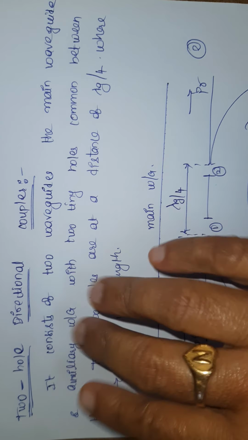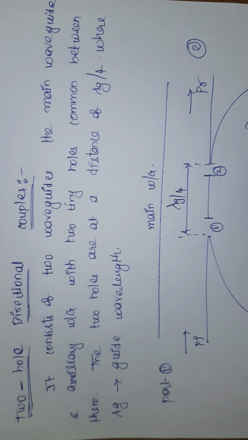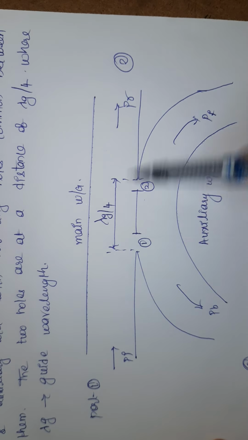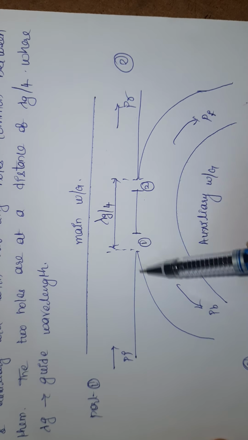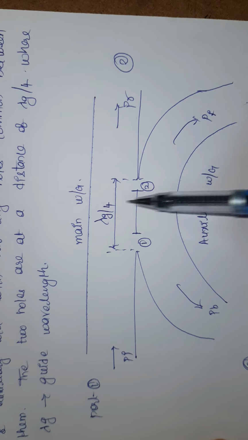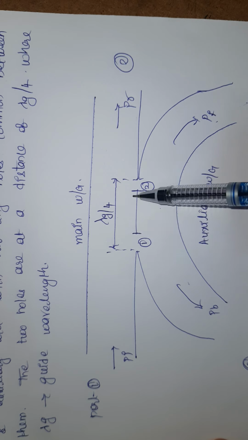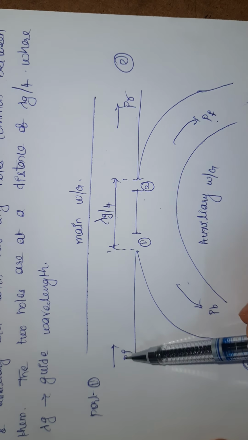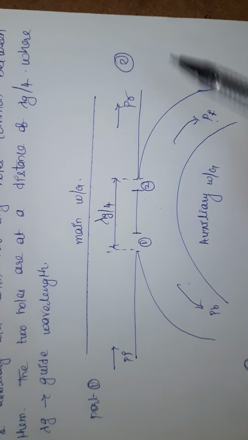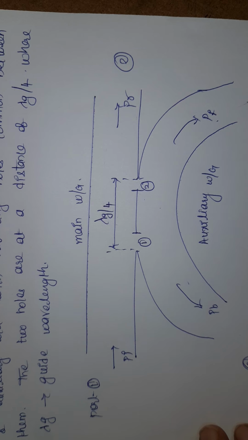The name itself says two-hole directional coupler. It means the waveguide has two holes like this. This is the main waveguide and this is the auxiliary waveguide, and there are two holes in common between the main waveguide and the auxiliary waveguide, and the distance between the two holes is lambda g by 4. This is port 1 incident power, port 2 received power, port 3 back power, port 4 coupled power.